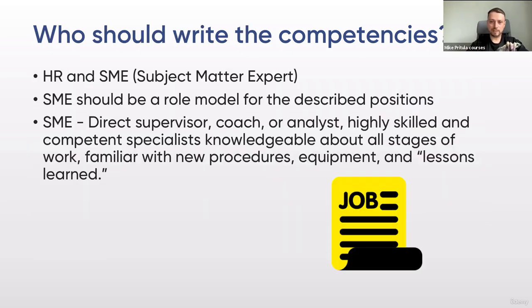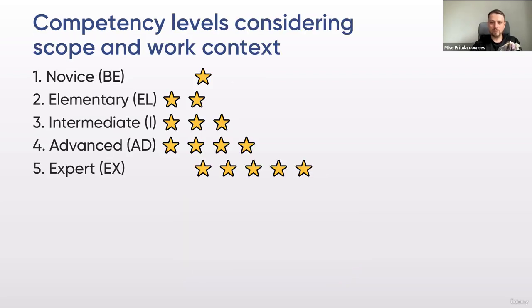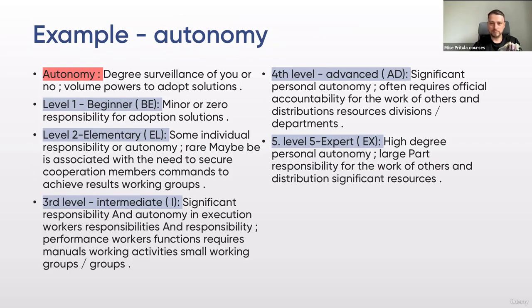Just as we said earlier, it's important to involve both HR and someone who understands the subject area we're developing for a specific position. This could be the manager of that position, a trainer, or an analyst who understands it. In the end, the described competencies will have a title, definition, or description, as well as behavioral indicators and levels. Levels are optional, but many companies prefer to have them. Levels could be, for example, novice, elementary, intermediate, advanced, and expert. That's 5 levels. Maybe 3 levels will be enough for you.